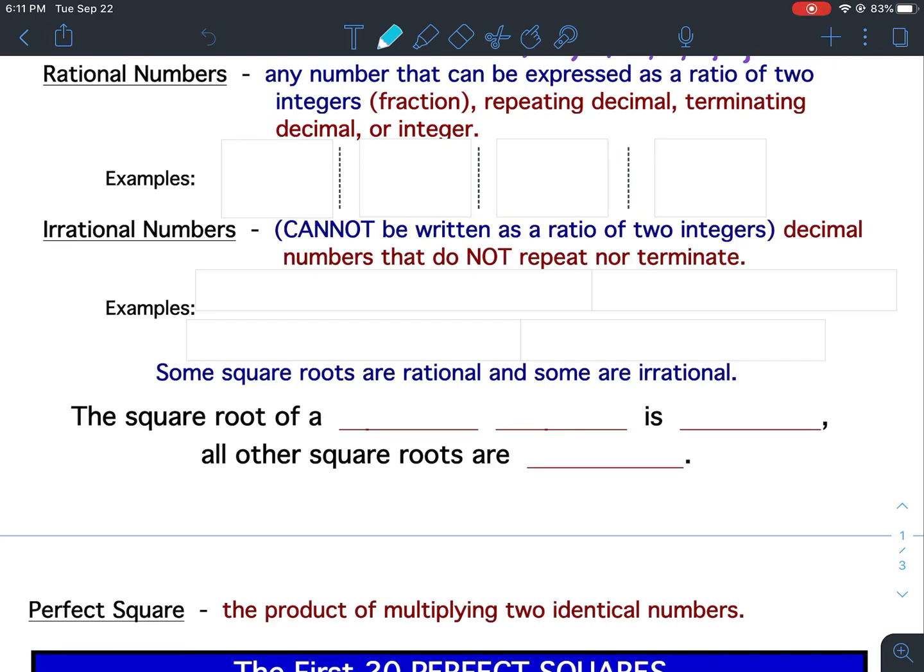It could also be a repeating decimal, decimals that go on forever but have a pattern to them, a repeating pattern. Or it could be a terminating decimal. Terminating means ends, the decimal ends. Or it could be an integer, which we've already discussed. Okay, so let's write these examples down.